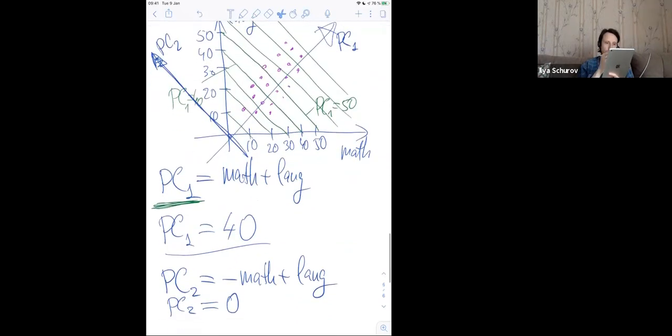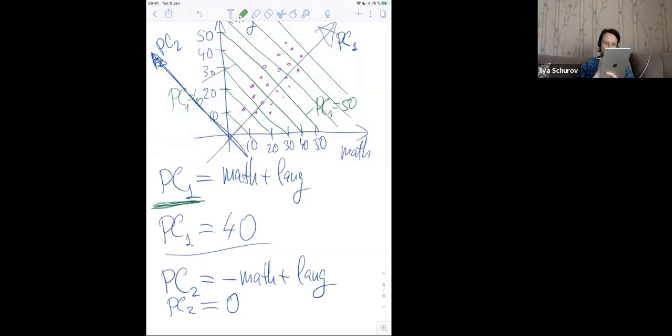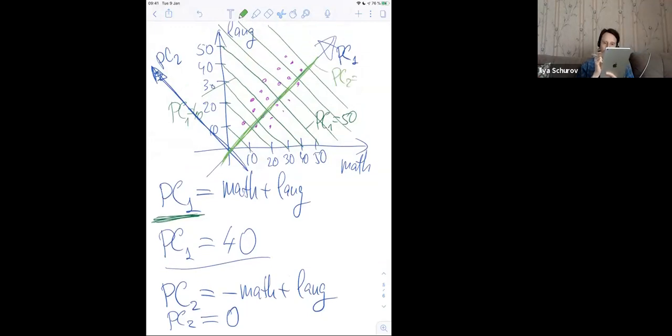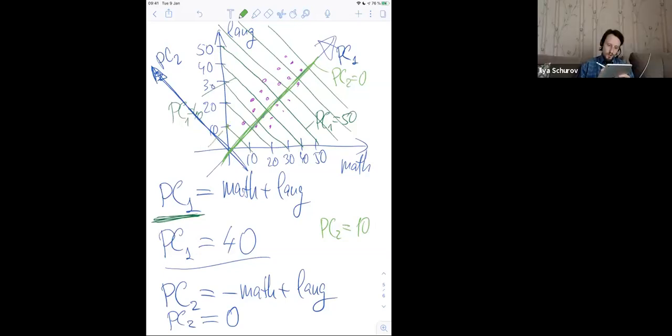Okay, so let us return here. If we see that PC2 equals zero, then we are on this line, which means just that math and lang are the same. This is PC2 equals zero. Okay, what if PC2 equals 10? How does this line look? It would be a parallel line to PC1, but shifted to the bottom, because if PC2 equals 10, it means that lung is larger than math, because lung is positive here and math is negative.